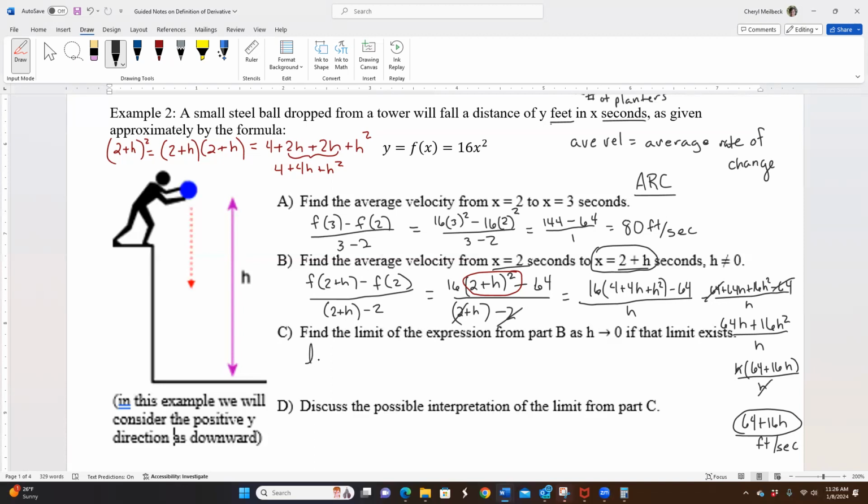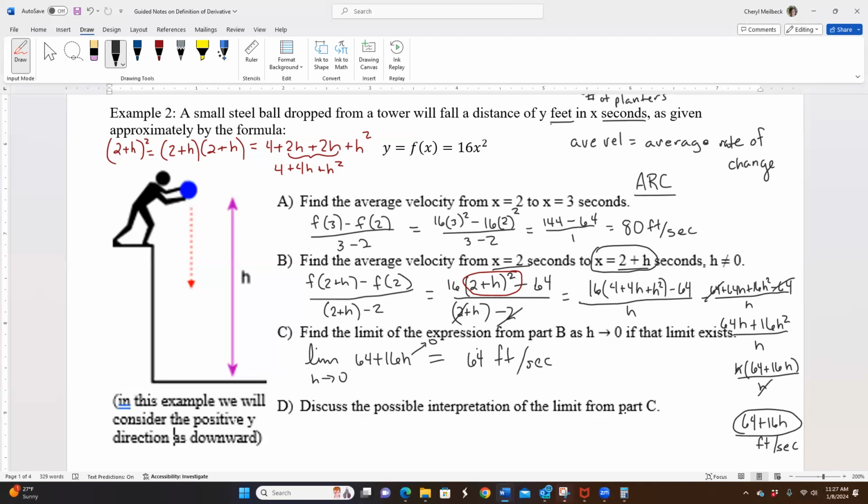Now it asks me to find the limit as h approaches 0. So we're going to write that this way: the limit as h approaches 0 of this answer we got in part B, 64 plus 16h. If h is approaching 0, 16 times 0 is 0, so we're just going to get 64 feet per second.